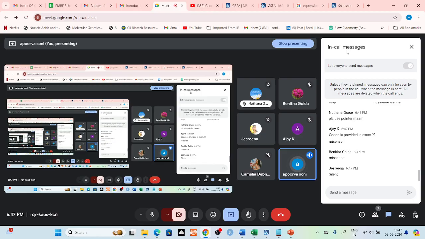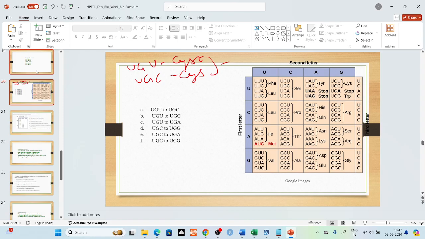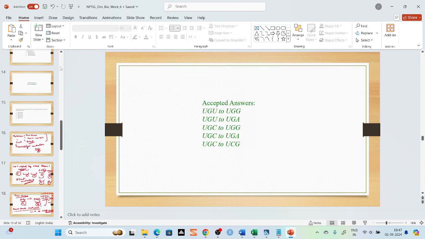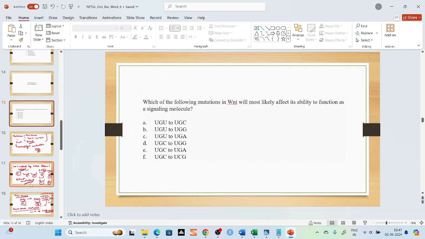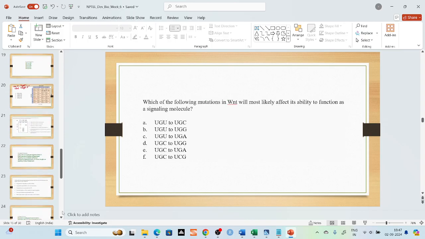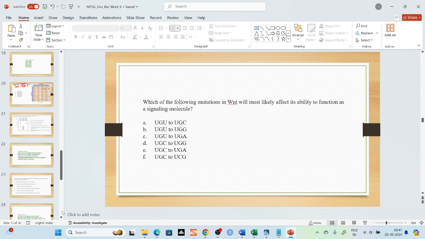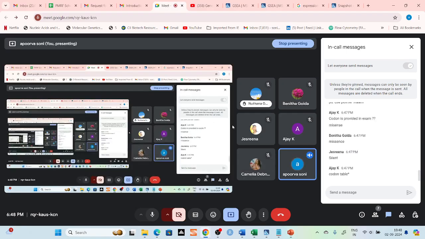Codon table is provided in the exam? I don't think that the codon table is provided. You have to remember the basics. Here we are talking about the Wnt pathway. In the Wnt pathway, cysteine residues play a very important role. If you have studied the Wnt pathway, you must know that cysteine residues are translationally modified. So at least you should know the codons that code for cysteine. If you know the codons that code for cysteine, that much is enough, at least for the Wnt pathway.